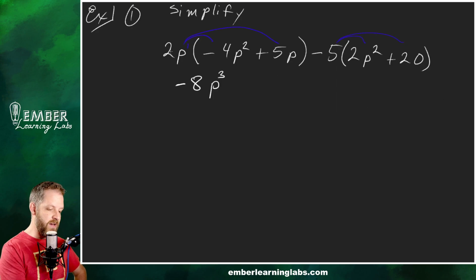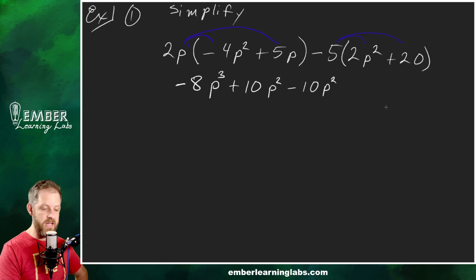So then we've got 2p times 5p. 2 times 5 is 10. P times p is p squared, because p to the first, 1 plus 1 is 2. Negative 5 times 2p squared is negative 10p squared. Easy peasy. Negative 5 times 20 is negative 100.